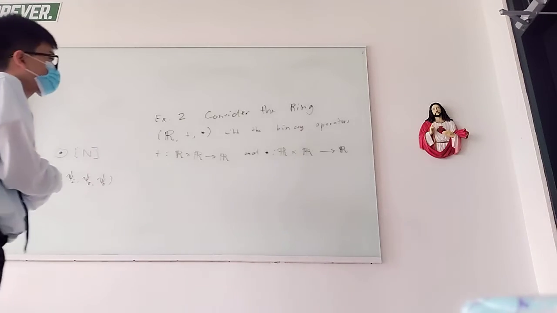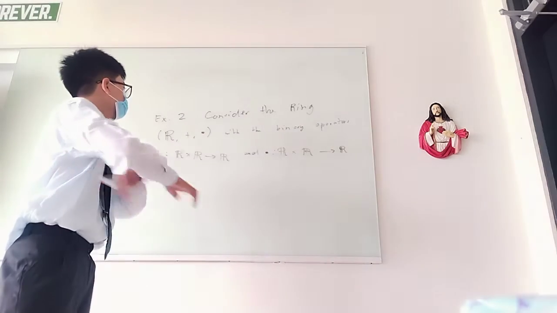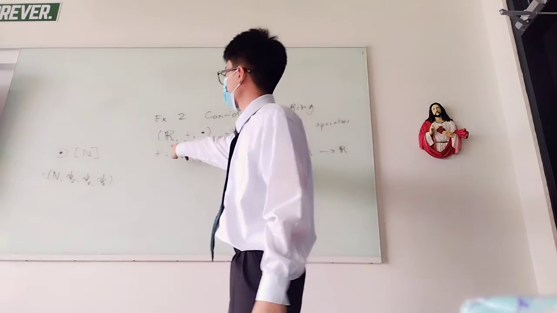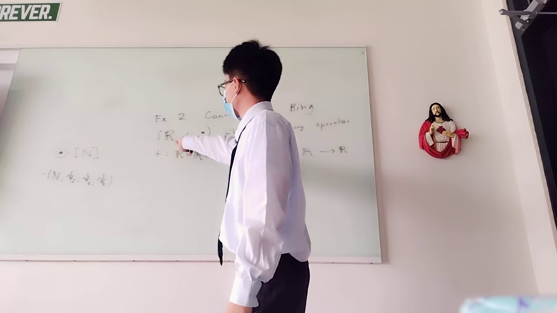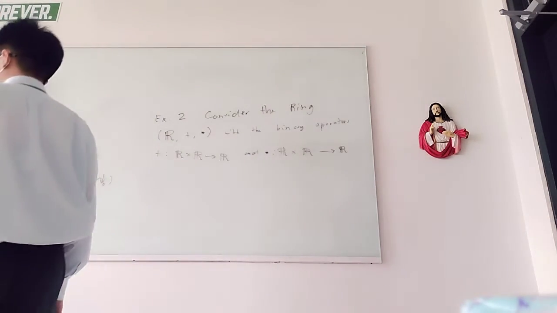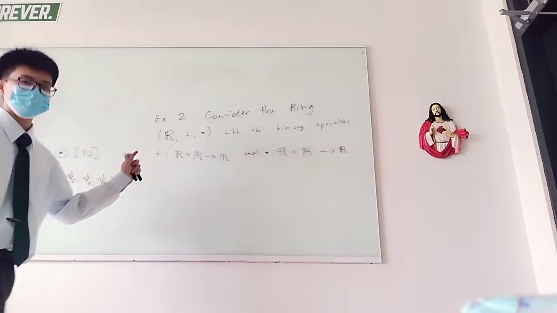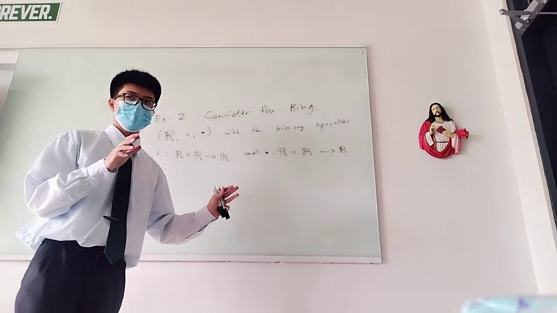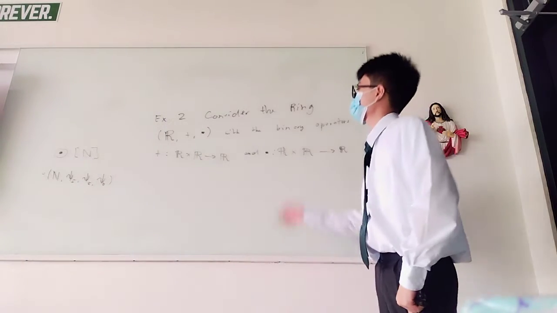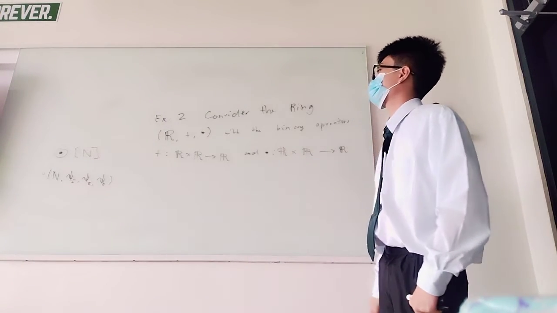Okay, so consider the ring with 2 binary operators. So we know, to show that this is a ring, you just need to show that this forms an abelian group, and this forms a commutative monoid. There are some specific rules for monoid. I already discussed what the definition for a ring is, so you guys can check that out.